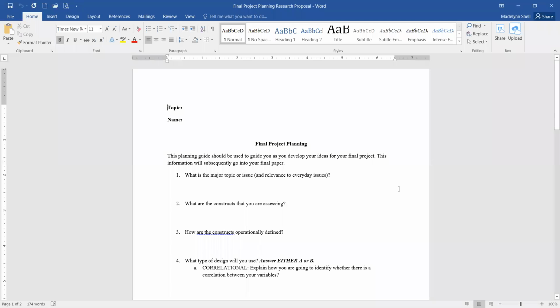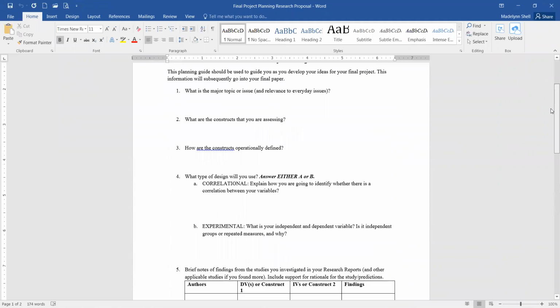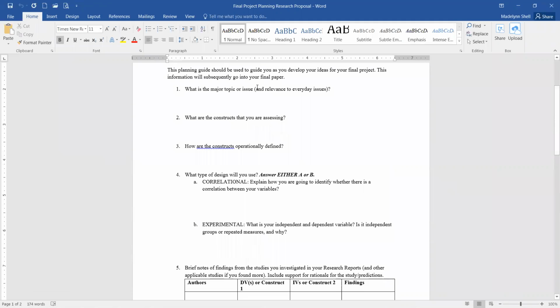looks like this. So first, some of this is a repeat from your topic assignment. So first, you're going to need to, again, identify what your main topic is and discuss why it's relevant and important. Second, you need to identify your constructs. If you haven't changed anything, this is the same constructs you listed in the planning stage. So this is just making sure that I have the most updated information.